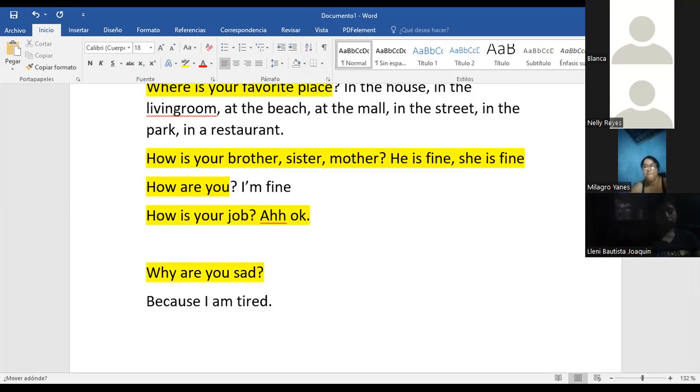Aparte de triste, puede ser happy. Why are you happy? Why are you lonely? ¿Por qué estás solo? ¿Por qué estás sola? Okay, why are you angry? ¿Estás enojado o enojada? Right?